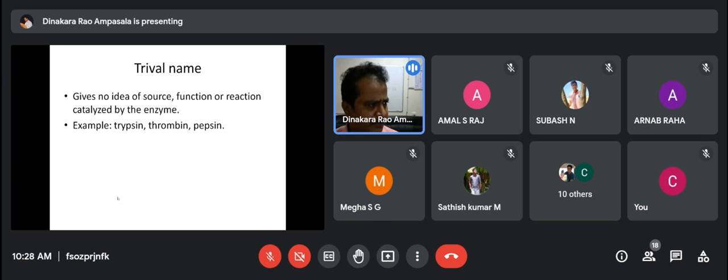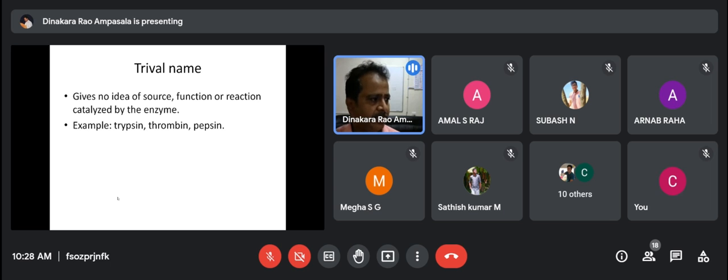So enzyme names. Okay, there are different types of names used. Go back to the 1950s, 1960s, 1970s. Many research groups started working on these enzymes. Many groups were identifying new enzymes and giving them names. So we can see different names.